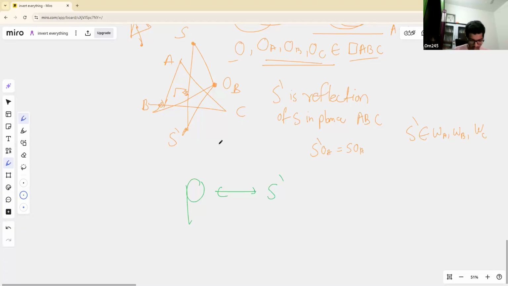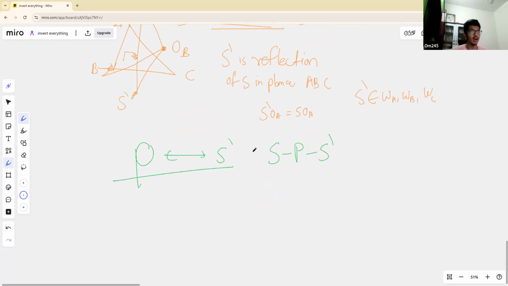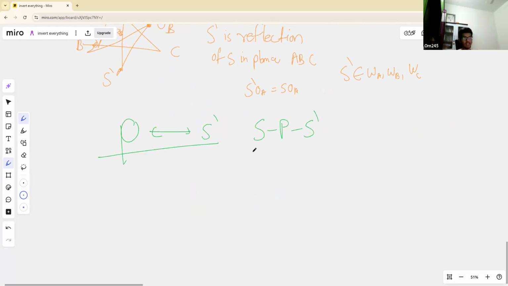Now because this is true, we have S, P, S dash collinear. Now just consider one plane which contains S, P, S dash and B. So this is S, we have B dash, we have B, and we have some point E here. And we prove that there is a point S dash here.